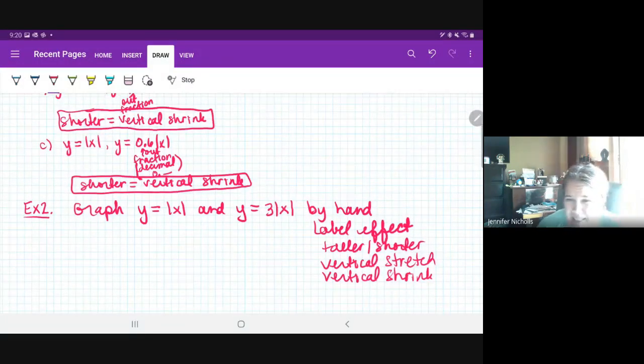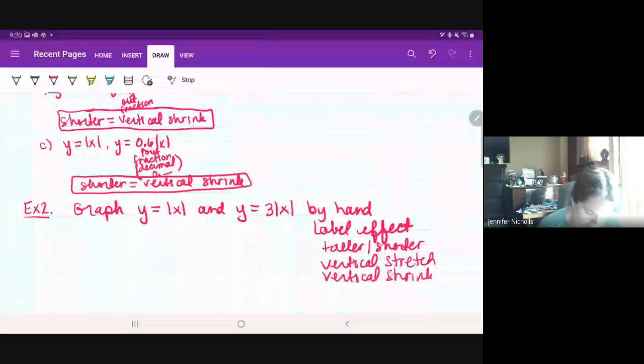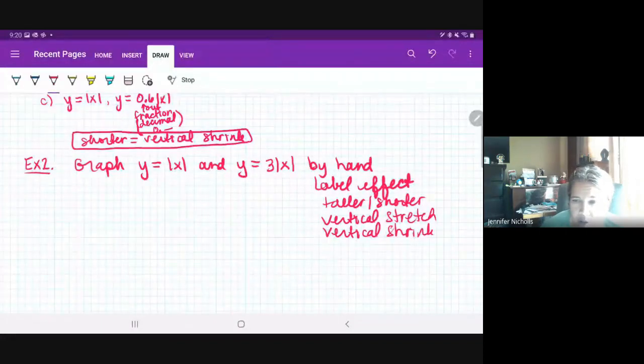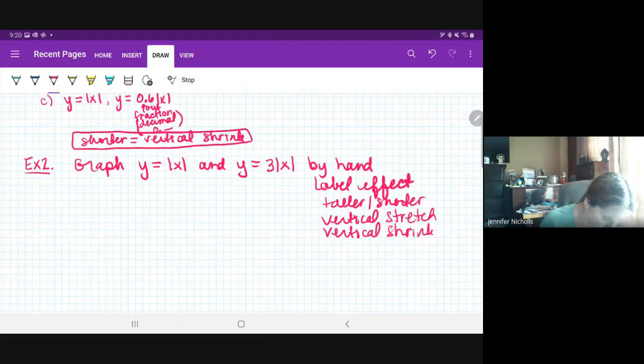Now, what do we expect to happen? What do you expect this to be? Taller or shorter? Okay, so we just want to see it in action.